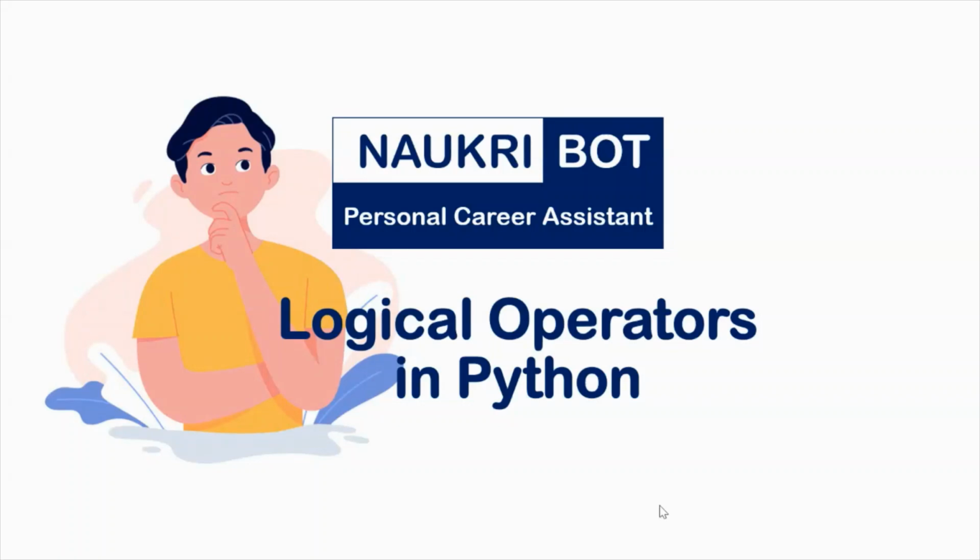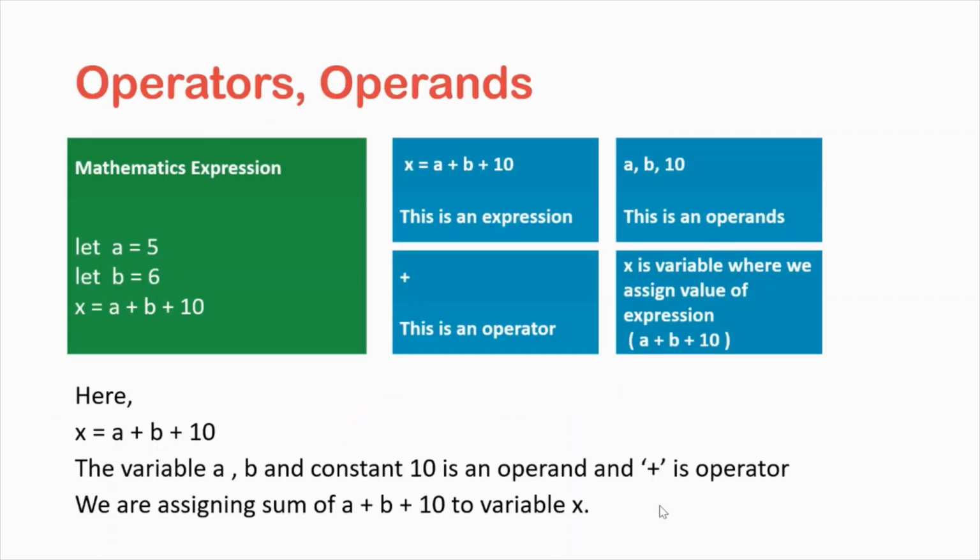Hey everyone, in this tutorial, we are going to discuss logical operators in Python. Before starting this, I want to discuss a little bit about operators, operands, and variables. As we have already discussed, a variable is a memory storage which stores data, any type of data, like a number, a boolean value, or a string. Anything we can store inside the variable.